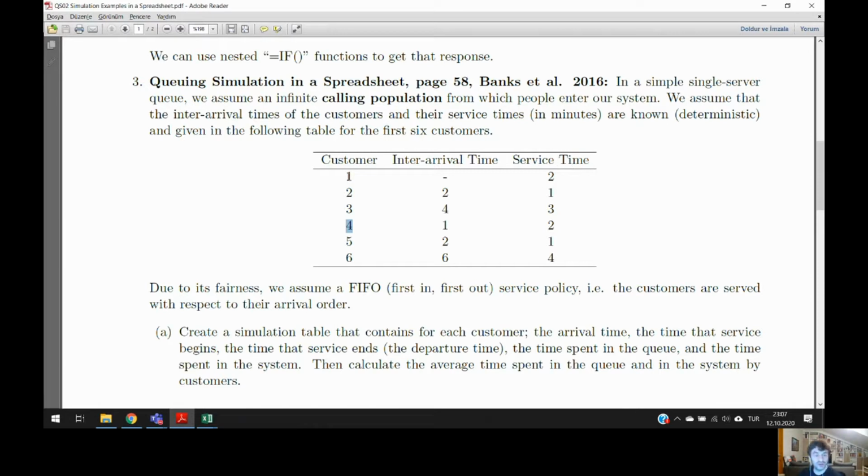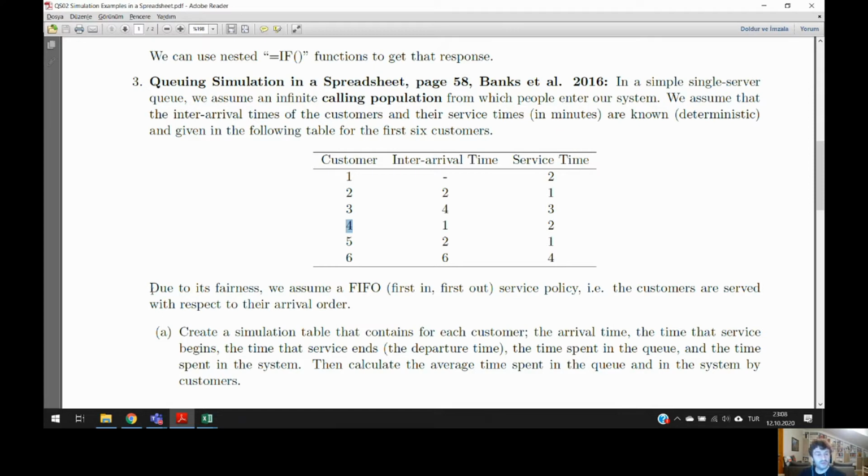So the first customer, when he or she arrives, is going to seize the server and it is going to get a service for 2 minutes. So the service for the first customer is going to take 2 minutes. When the service is complete, after these 2 minutes, the first customer is just going to leave the system. And the second customer requires a 1 minute service time. The third customer requires a 3 minute service time, so on and so forth.